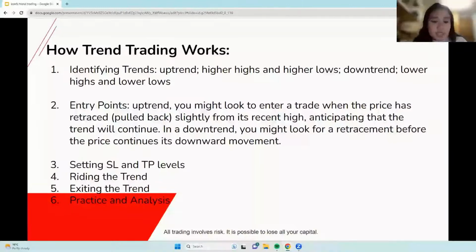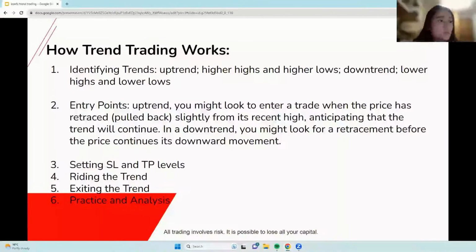Lastly, practice and analysis. This is pretty self-explanatory. Like any trading strategy, trend trading requires practice and analysis. You want to keep refining your skills by studying the charts and learning from your successful and unsuccessful trades. And of course, keeping updated on market news and events that could impact currency prices.